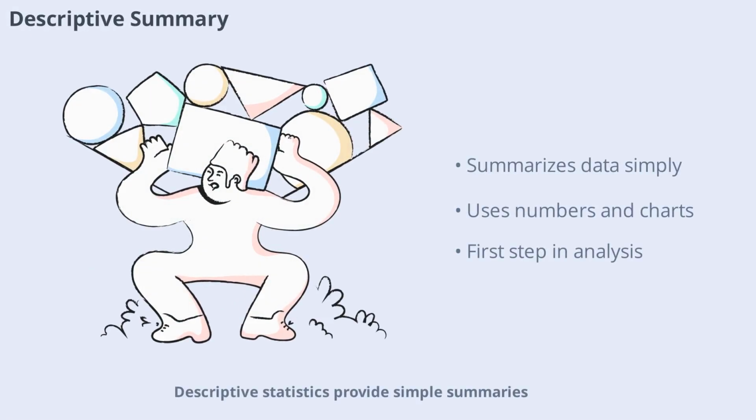Descriptive statistics provide simple summaries about the sample and the measures. These summaries can be graphical or numerical, such as charts, averages, or percentages. Descriptive statistics help us quickly understand the main features of a dataset before diving into deeper analysis.